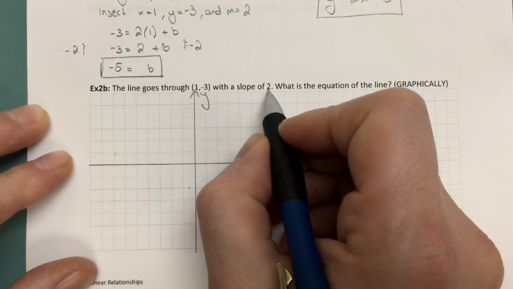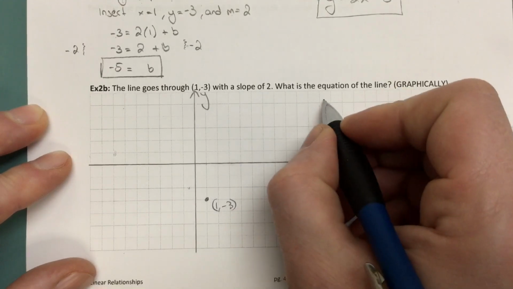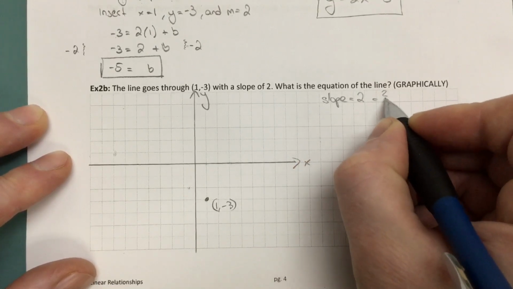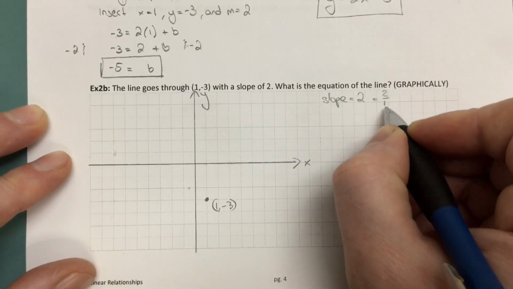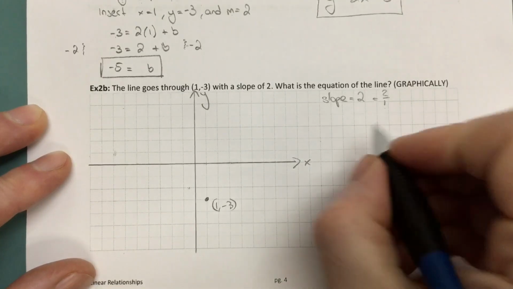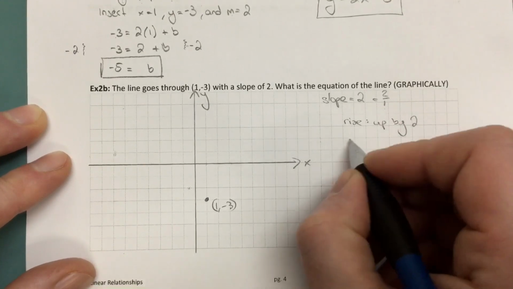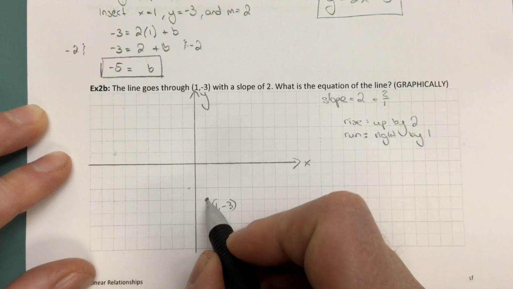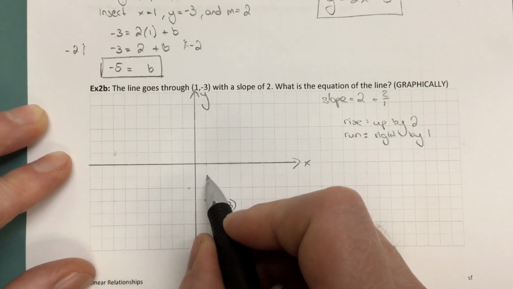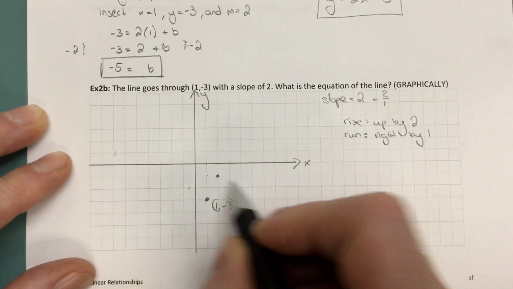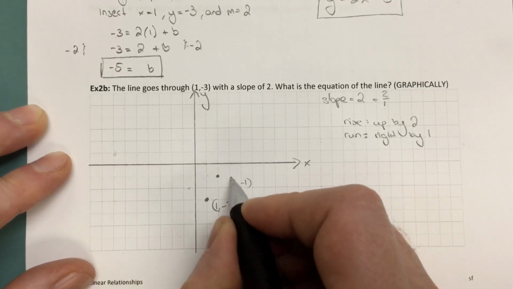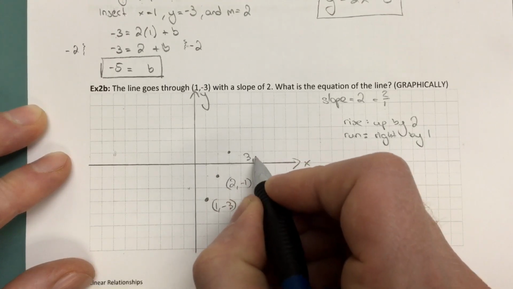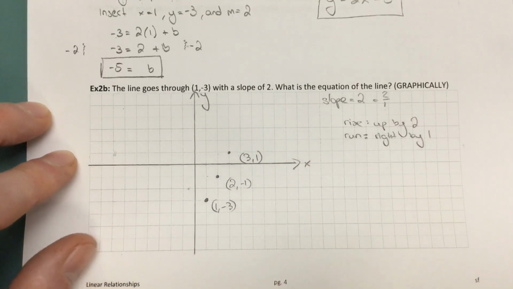Now we will use the slope of 2 to get to my next point, and remember that the slope of 2 means that you have a rise of 2 and a run of 1. So to get to my next point from here, I will have to go up by 2 and right by 1. And I will get to the point 2 comma negative 1, up by 2 to the right by 1, and I will get to the point 3 comma 1, and so on.